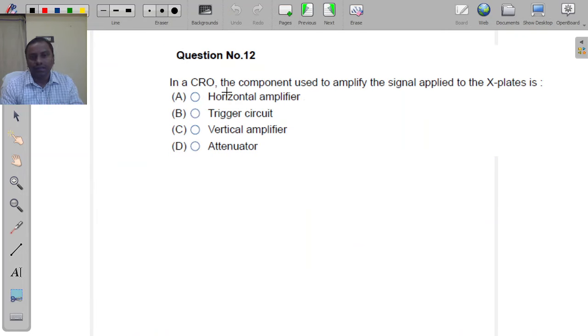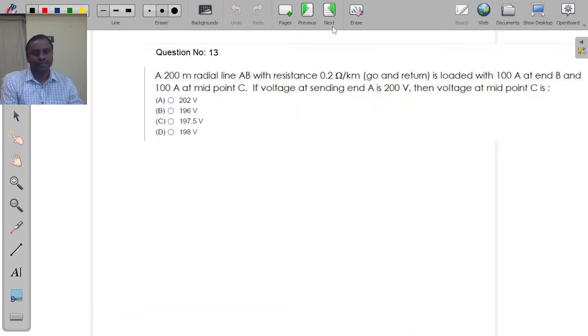In a CRO, the component used to amplify the signal applied to the X plates is: horizontal amplifier, trigger circuit, vertical amplifier, attenuator. So the answer for this question is horizontal amplifier. Moving into the next question.